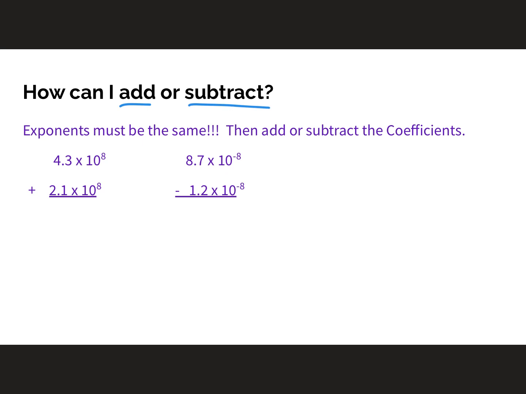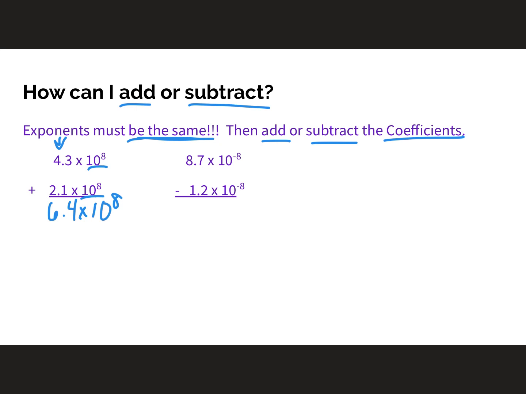Adding and subtracting follow the same rules. So first of all, your exponents must be the same. As long as they're the same, then you're going to add or subtract the coefficients. Remember, the coefficient is just this first part. So here I'm just going to add the first part. They're both 10 to the 8th power. So I get 6.4 times 10 to the 8th power. Not that hard to do.